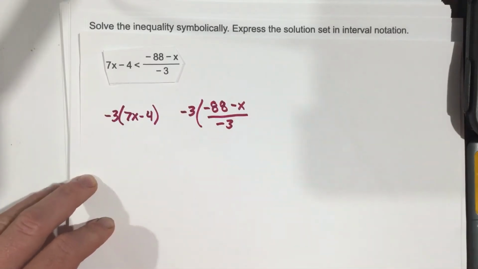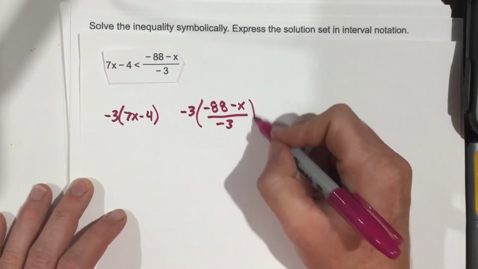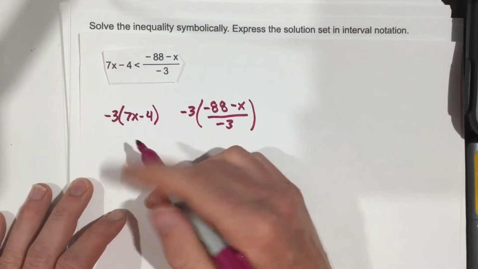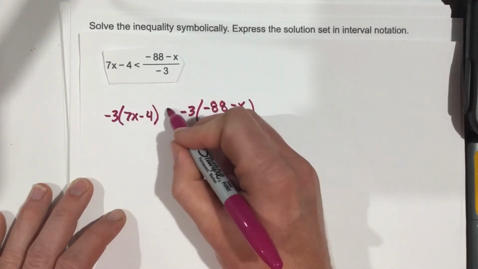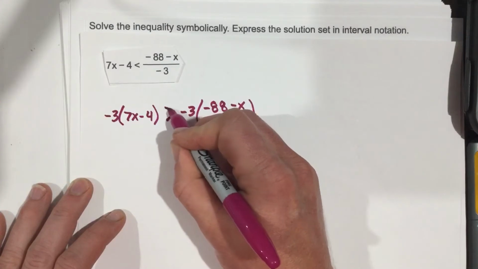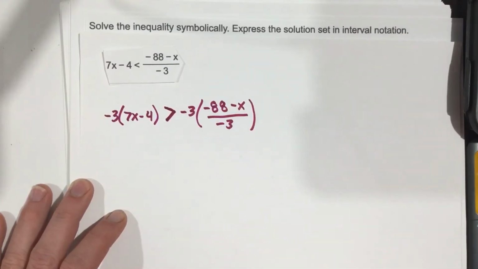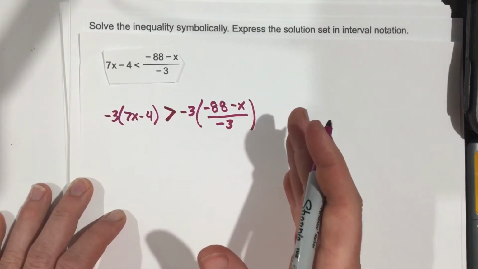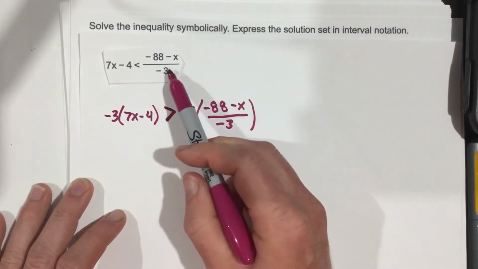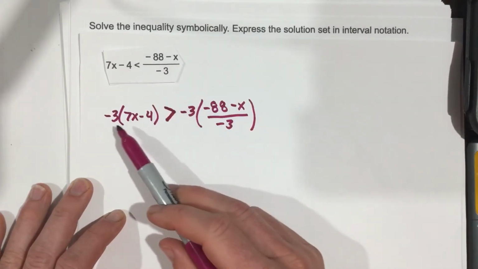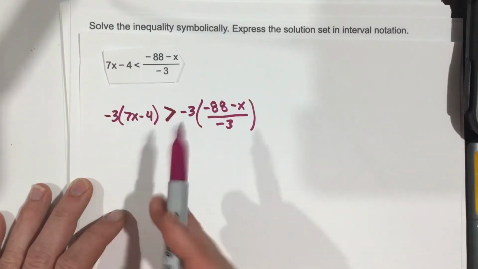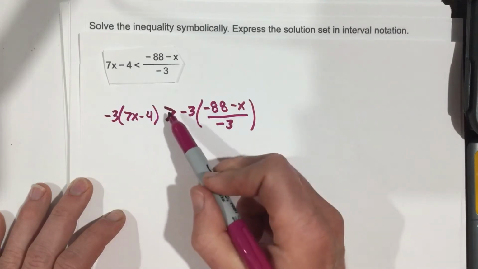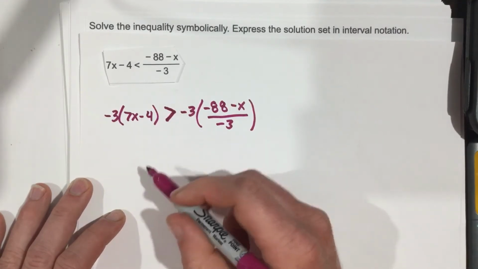But one thing I have to remember: anytime I multiply by a negative on each side of the inequality sign, or I divide by a negative, I need to flip the inequality sign. So I'm going to flip this inequality sign to make sure that the inequality actually makes sense, right? I multiply the -3 on each side, and because I multiply by a negative, it's going to change the balance in the sides. So I need to make sure I balance it out by flipping the inequality sign.